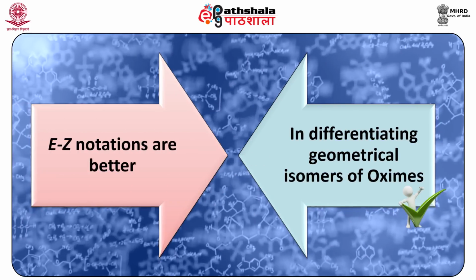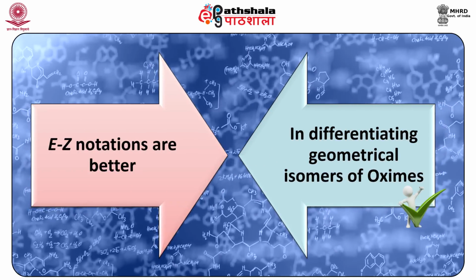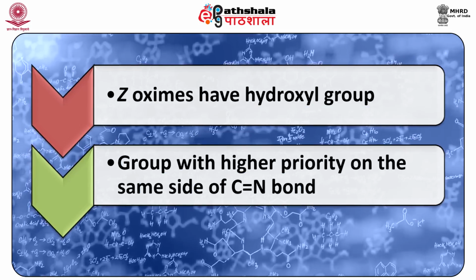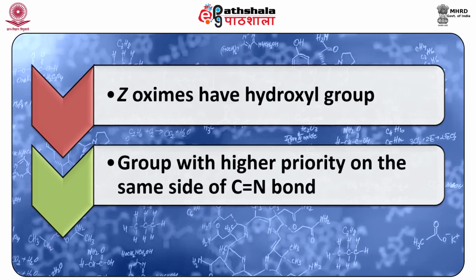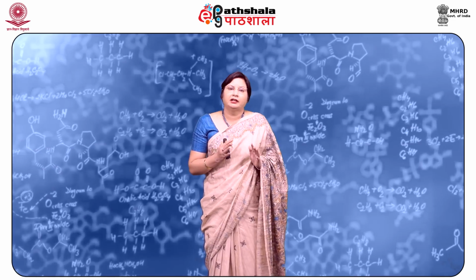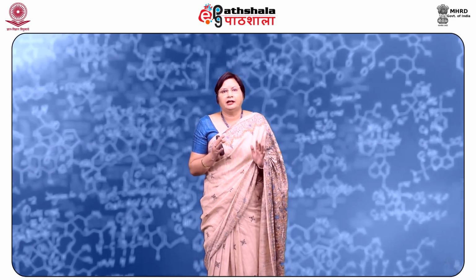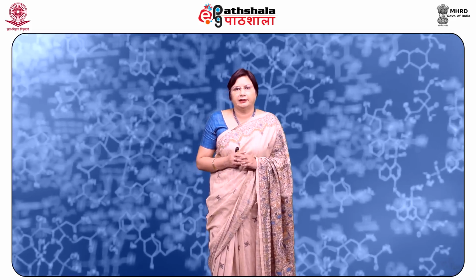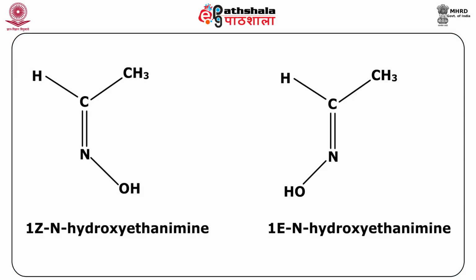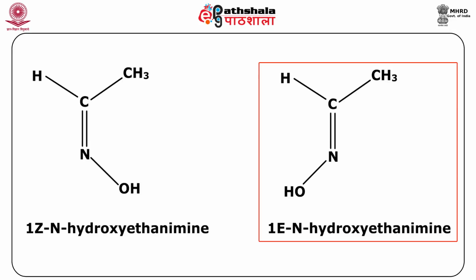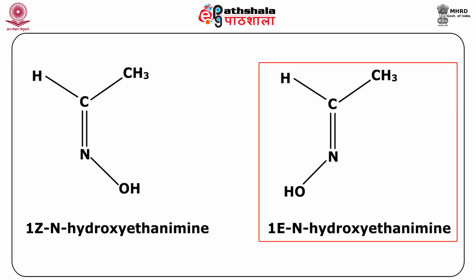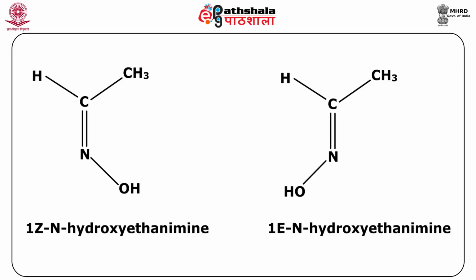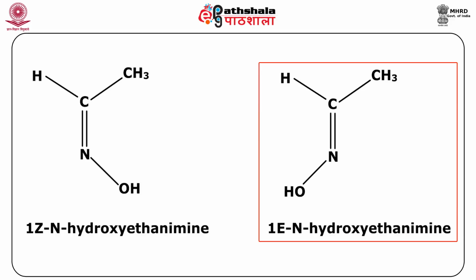The EZ notations are better in differentiating the geometrical isomers of oximes, and the Z oximes have the hydroxyl group and the group with higher priority on the same side of the C double bond N. However, in the E oxime they are arranged on the opposite side of the C double bond N bond. For example, syn acetaldoxime will be named as E-acetaldoxime or 1-E-N-hydroxyethanamine, since the hydroxyl group and the group with higher priority, that is the methyl group, are on different sides of the C double bond N bond.